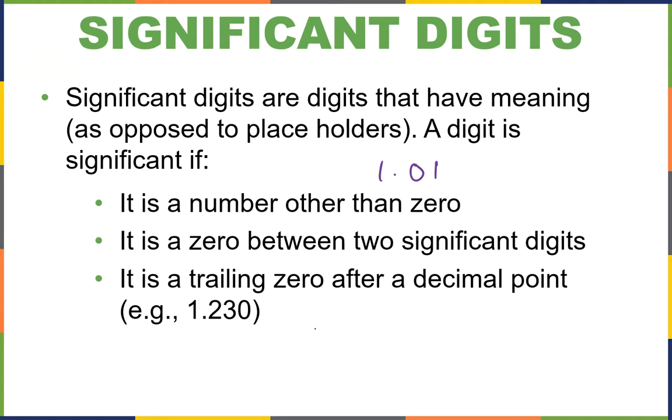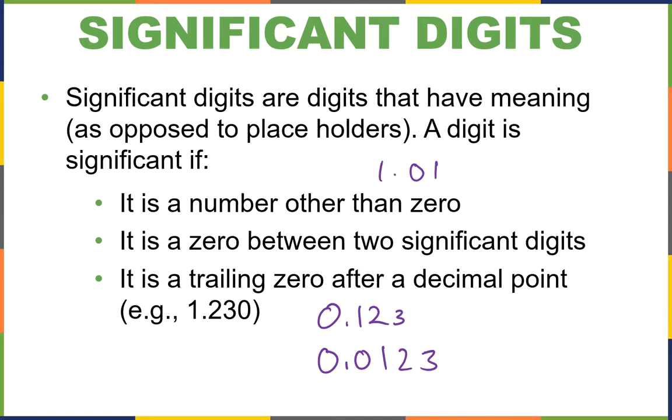So this is significant. What about that 0? Is that significant? No, because it's leading my number. What about the second 0 there? Is that significant? It's not. It's a placeholder. If you took that 0 out, the number would change. So it's just a placeholder. It's not significant.